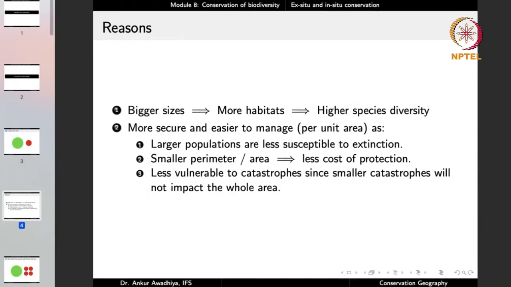But it also has another plus point. It is often more secure and easier to manage per unit area. So there is more security and it is easier to manage. Why? Because once you have large habitats, more habitats, then the larger size populations will be less susceptible to extinction. Why? Because we will not have the small population paradigm acting here, because the population sizes will be sizable. They will be large. And so we will not have the small population dynamics acting in these populations. So there is a greater amount of security.